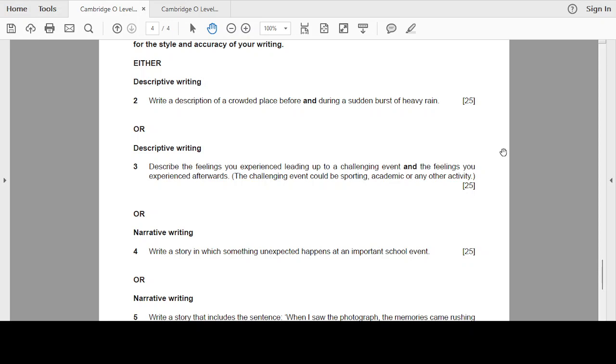Over here, they're not talking about what you want to perhaps focus on in your description. The second one does that. Describe the feelings you experienced leading up to a challenging event and the feelings you experienced afterwards. So this one's not so much about the sensory details, but more about your feelings, right? And they tell you the challenging event could be a sporting event, an academic event, or any other activity. So that's open ended, right? A crowded place could be a tourist attraction, could be a market, could be anything. So whatever you think would be easier for you to describe.